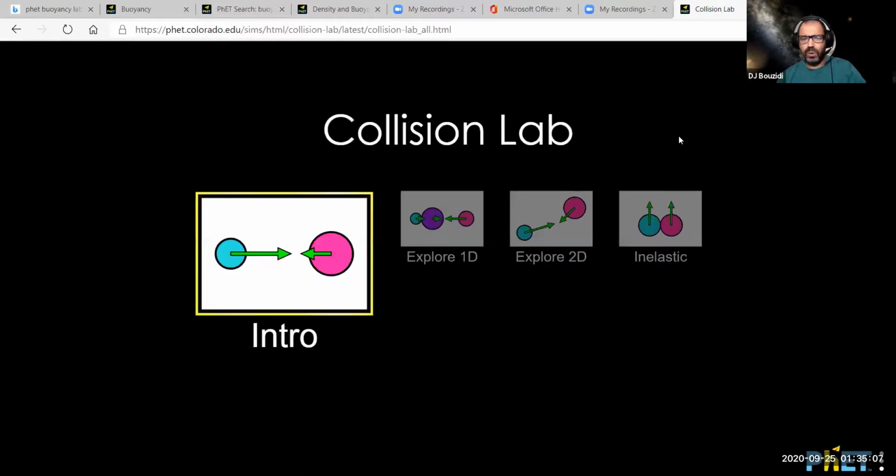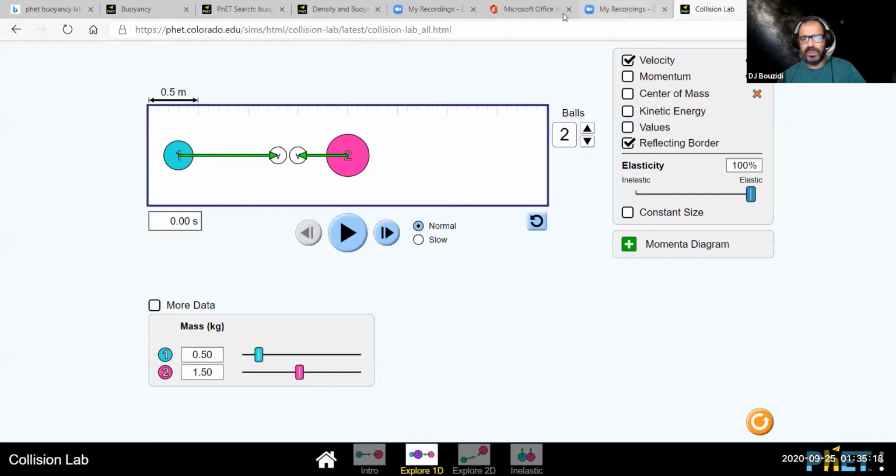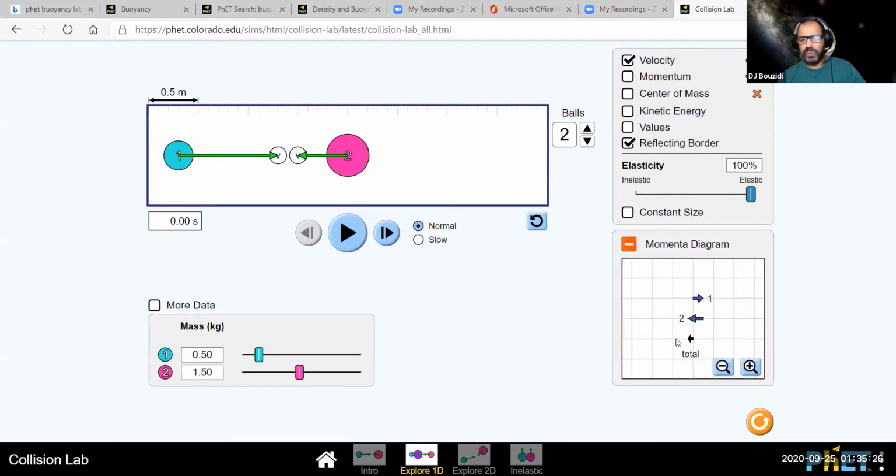When it opens, I'm going to explore 1D. That is where I'm supposed to be. When you click on it, it brings it up first, and then when you click on it one more time, it brings it to the screen that looks like this. It's a good idea to turn on the momentum diagram to see what's going on, and to turn on also the momentum vector. So those are the two things we're going to start with.